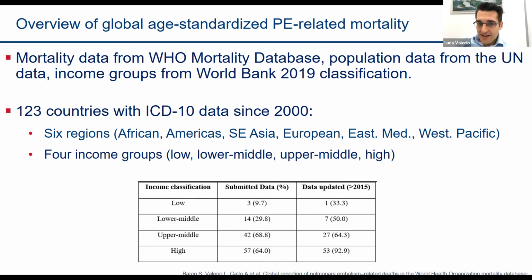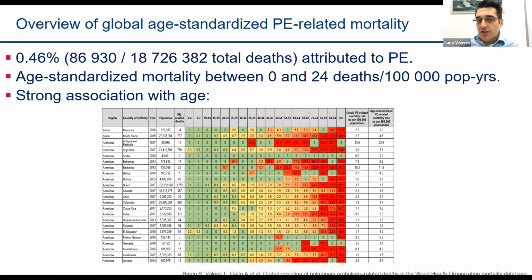As you can see, half of the countries in this analysis were not high-income countries. And this is quite novel in the field of clinical epidemiology of pulmonary embolism. What we found is that less than 1% of the total deaths in the most recent years per each country were attributed to pulmonary embolism. This is consistent with what we know about proportional mortality from pulmonary embolism. Indeed, in most countries, less than 1% of deaths are attributed to pulmonary embolism.